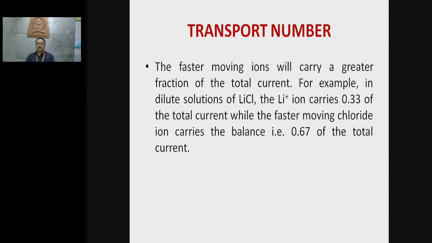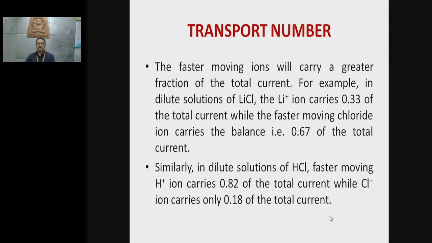For example, in a dilute solution of lithium chloride, that is LiCl, the Li+ ions carry 0.33 of the total current, while the faster moving chloride ions carry the balance 0.67 of the total current. That means 33% of the current is carried by Li+ ions, while 67% is carried by Cl- ions. Similarly, in a dilute solution of HCl, the faster moving H+ ions carry 82% of the total current, while the remaining 18% is carried by Cl- ions.